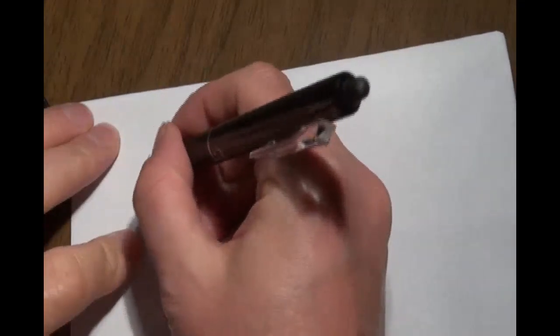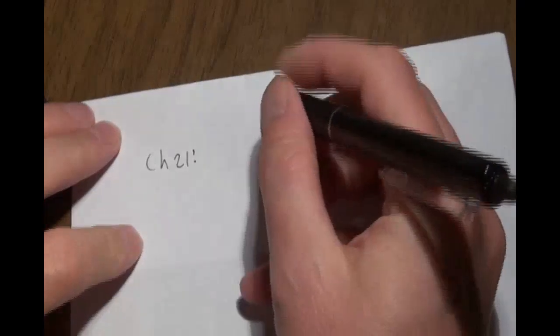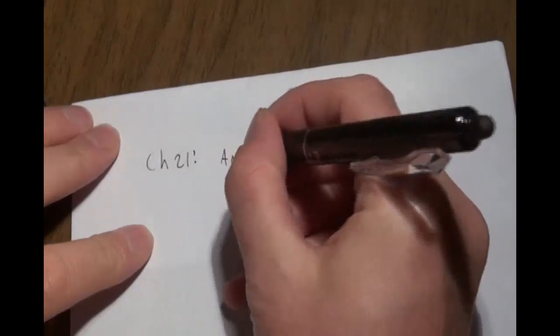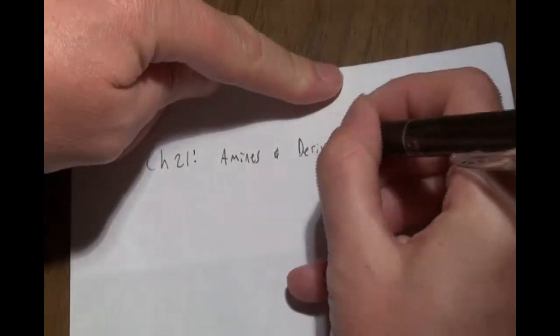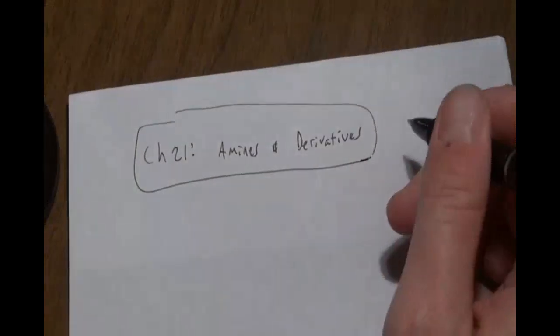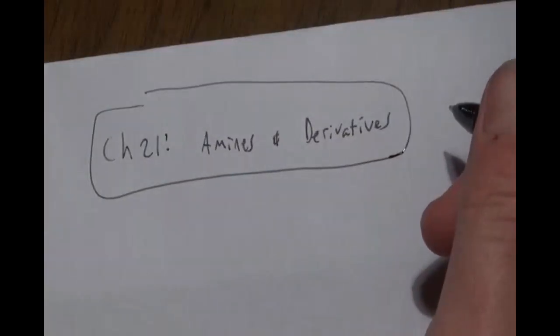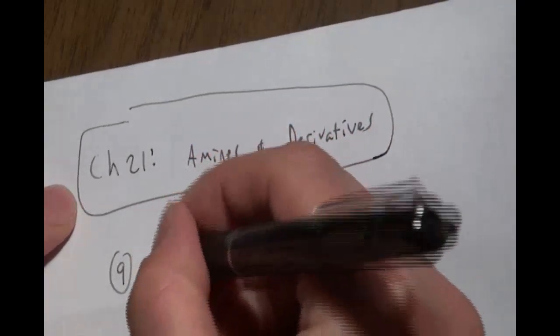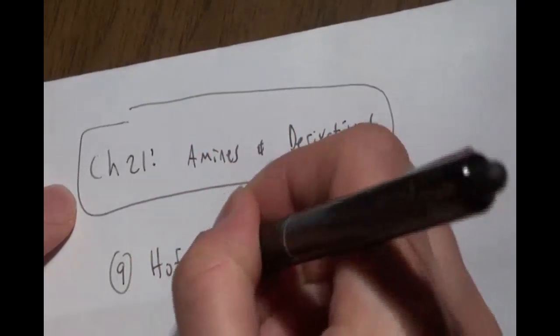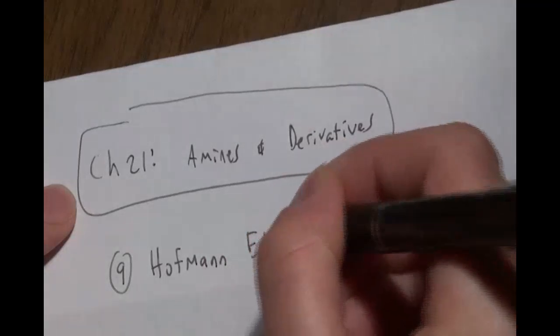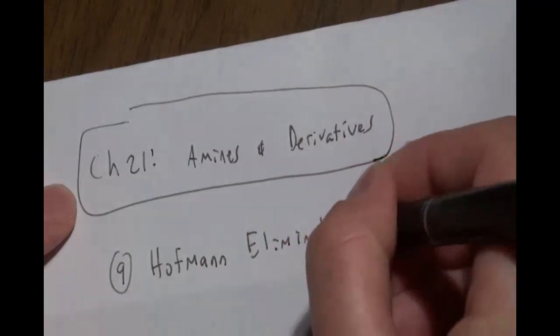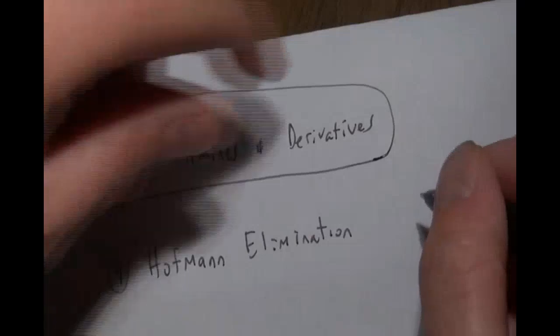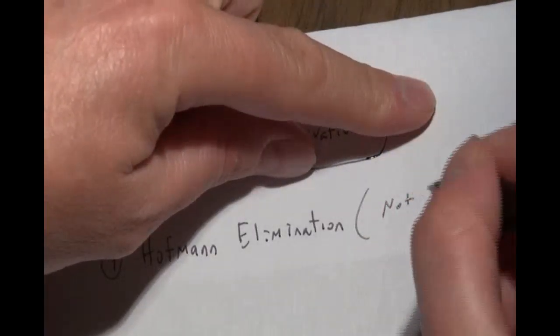Hey everybody, we're continuing chapter 21, amines and derivatives. And we're, I think, on number 9 now. This is the Hoffman elimination. It's different than the Hoffman rearrangement, not rearrangement.